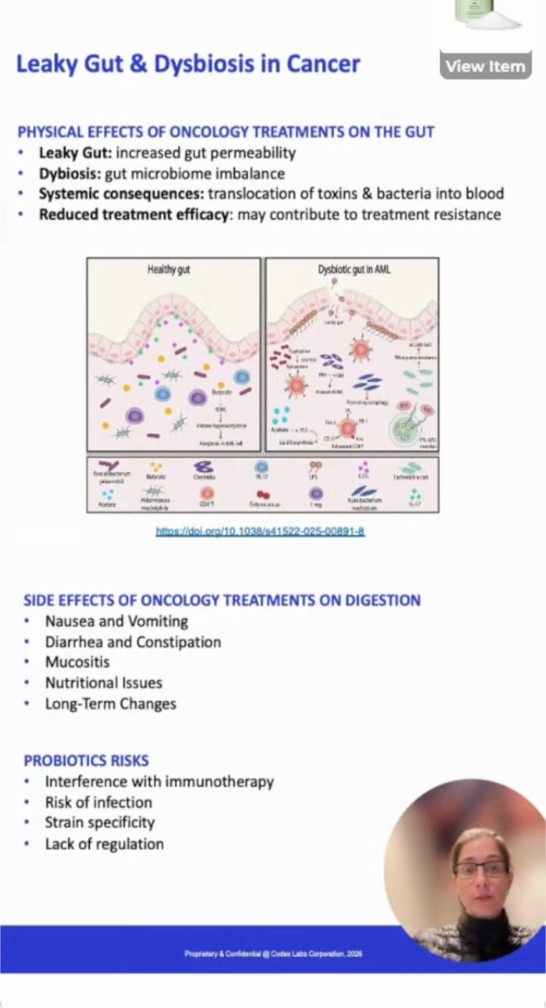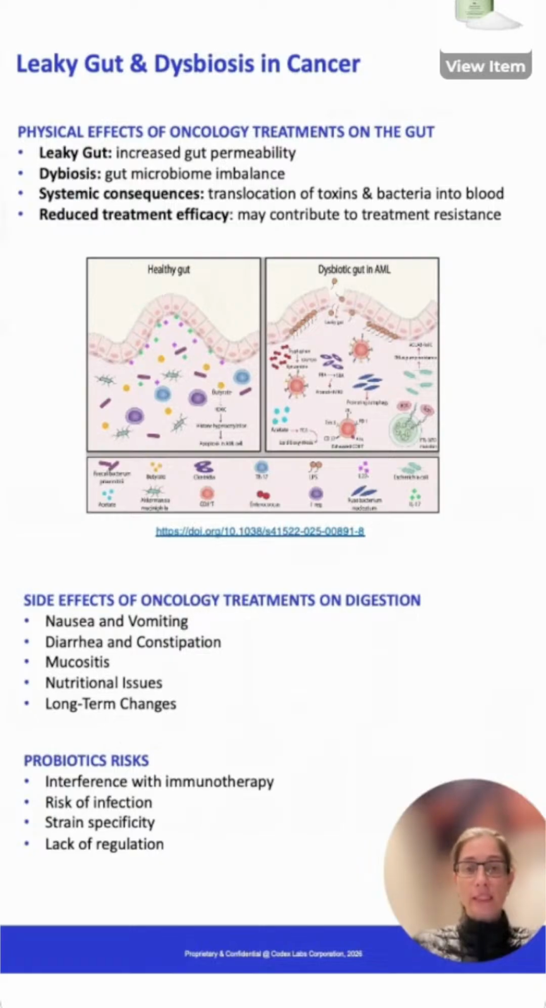Now, oncology treatments, particularly chemoradiation and immunotherapy, profoundly disrupt the gut microbiome, which is called dysbiosis, and compromise the intestinal barriers we just heard about, causing leaky gut. This in turn fuels systemic inflammation and can reduce the effectiveness of treatments, creating a vicious cycle of toxicity. So what are some of the key physical consequences of oncology treatments on gut health?